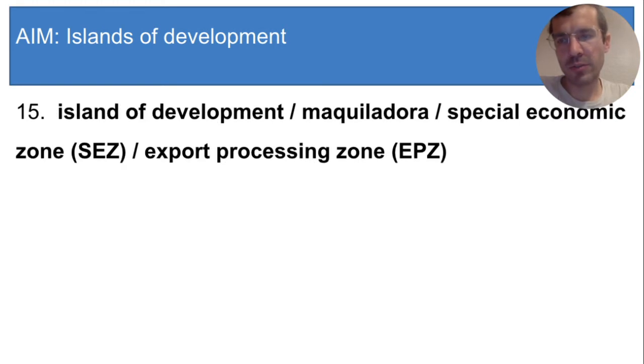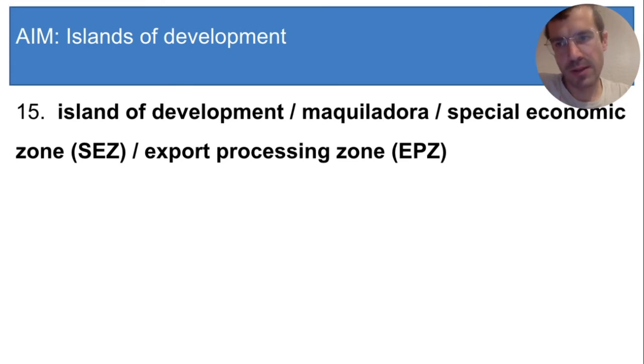When transnational corporations open factories in other countries, they usually do so in special areas of that country that are called islands of development. Before I tell you what an island of development is, notice that, like Rostow's model, there are several different names for this idea. I have seen all of these names appear on the AP exam, and you should be familiar with all of them. In Mexico, islands of development have a special name, maquiladora.